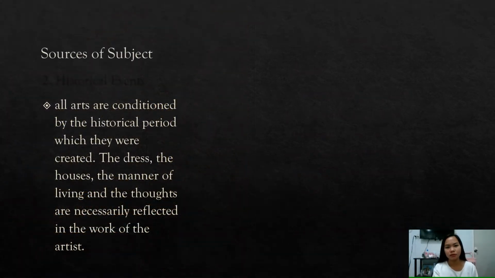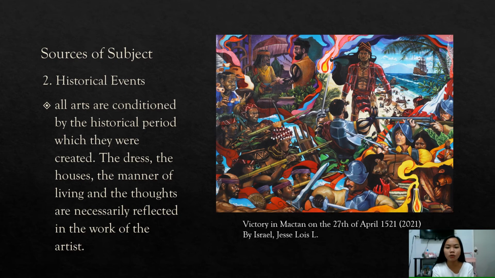So another source of subject could be historical events. So all arts are conditioned by the historical period in which they were created. The dress, the houses, the manner of living, and the thoughts are necessarily reflected in the work of the artists. So an artist could also be inspired, or they can get their subject from historical events, like they want to represent historical events.